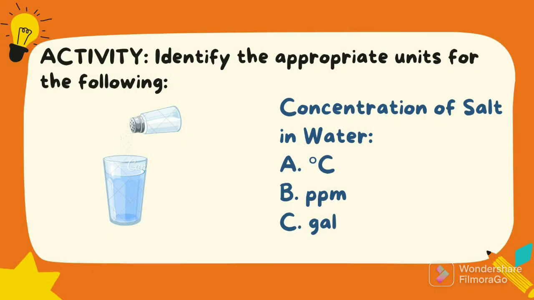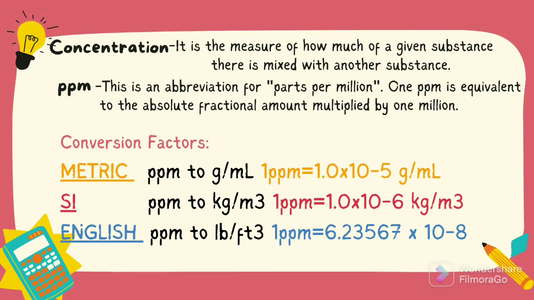Let us proceed, and this is the last activity question. If you are pertaining to the concentration of salt in water, which unit should we use? Is it A, degrees Celsius, B, parts per million, C, gallon? If your answer is B, ppm, then you are correct.